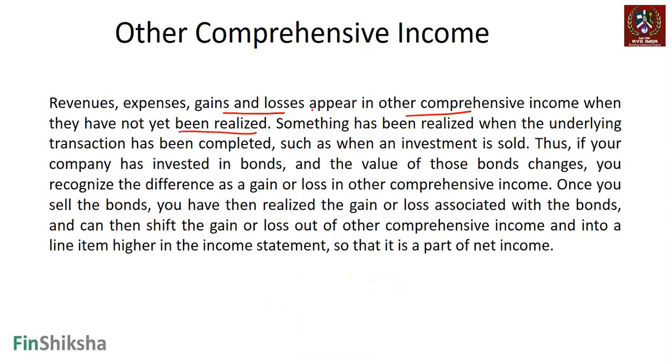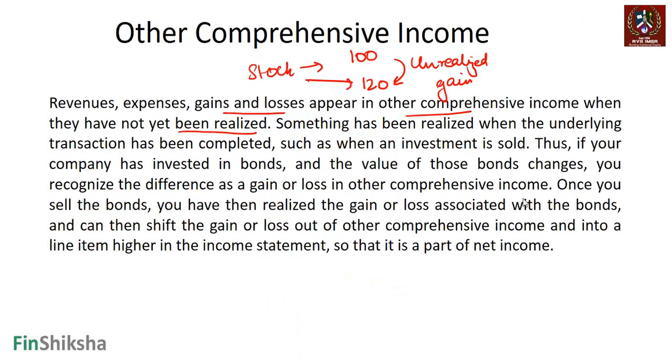Let's say a company buys a bond or invests in a stock at the price of 100. Now they've not sold the stock. The stock's value has gone to 120. This is an unrealized gain that the company has. Something is realized when the underlying transaction is completed, such as when an investment is sold.